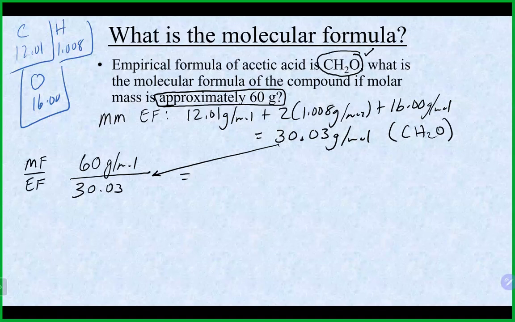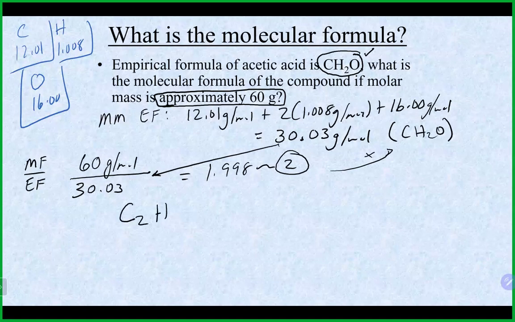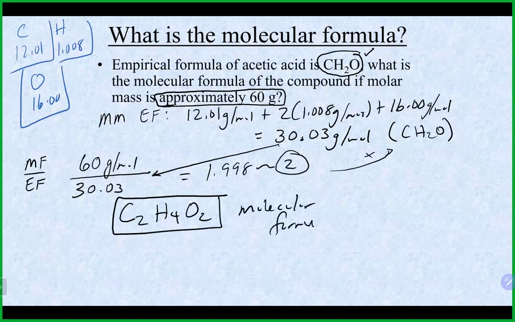If you do that, you're probably going to hit something like 1.998, which is very close to a factor of 2. So what this is telling us is that our molecular formula is twice as massive as the empirical formula. That is the factor by which we multiply our empirical formula to get to our molecular formula. So it would be C2H4O2, and that would be our molecular formula in this case.